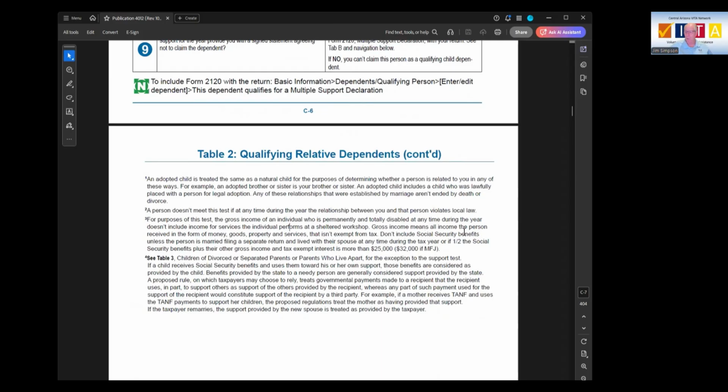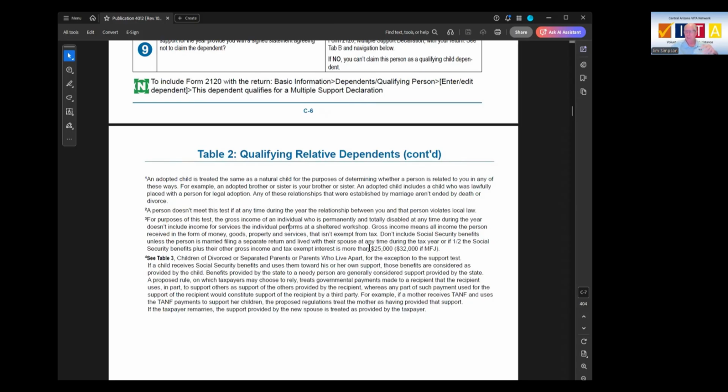Don't include Social Security benefits unless the person is married filing a separate return, another bad idea, filing separate returns, married filing separate, and live with their spouse at any time during the year, or if half the Social Security benefits plus their other gross income and so on is more than 25,000. Okay, we're going to learn about how some of your Social Security benefits could be taxable. But it's to give you a benchmark for this.